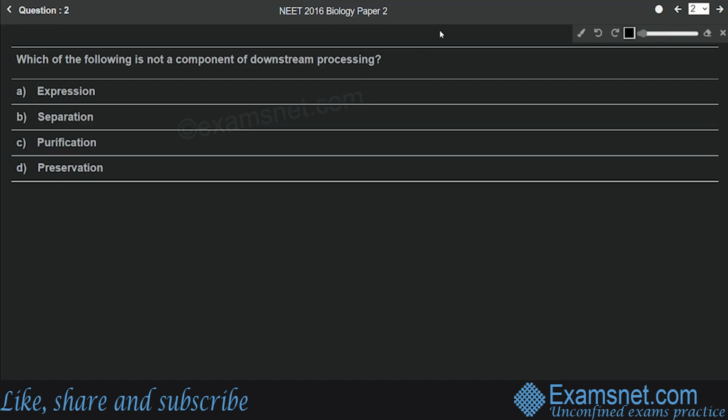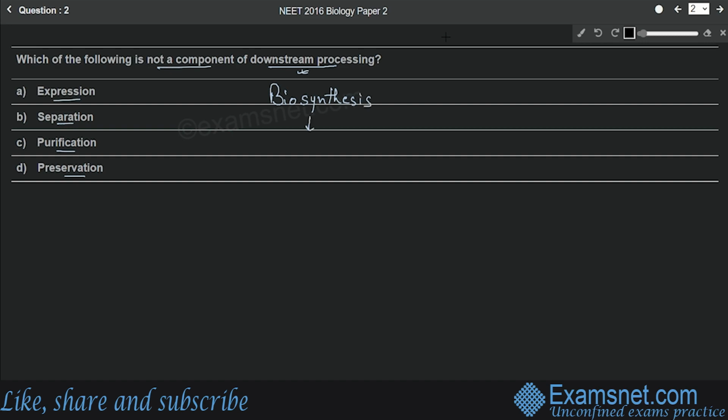Question number 2 is again from the chapter Biotechnology Principles and Processes. Which of the following is not a component of downstream processing? Options are expression, separation, purification and preservation. So what is meant by downstream processing? After the completion of the biosynthesis of a product, the product has to be subjected to a series of processes before it is ready for marketing as a finished good, right? So first, biosynthesis of the product is done.